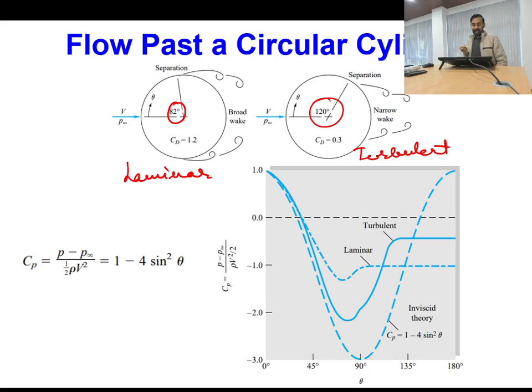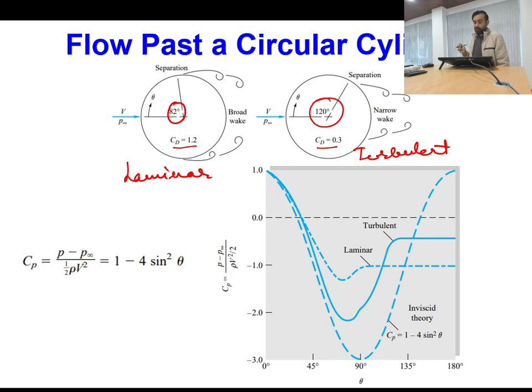And this is the reason that in case of this we will be having larger drag. That's why drag coefficient is close to 1.2. On the contrary, in case of the turbulent flow where separation is happening slightly later, our drag coefficient is actually significantly small in comparison to the corresponding laminar case.